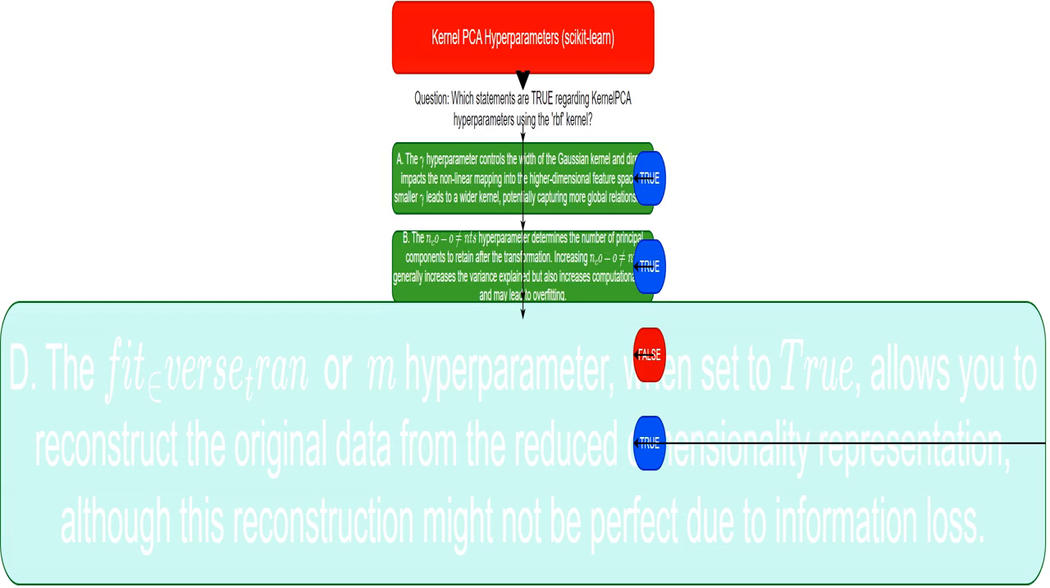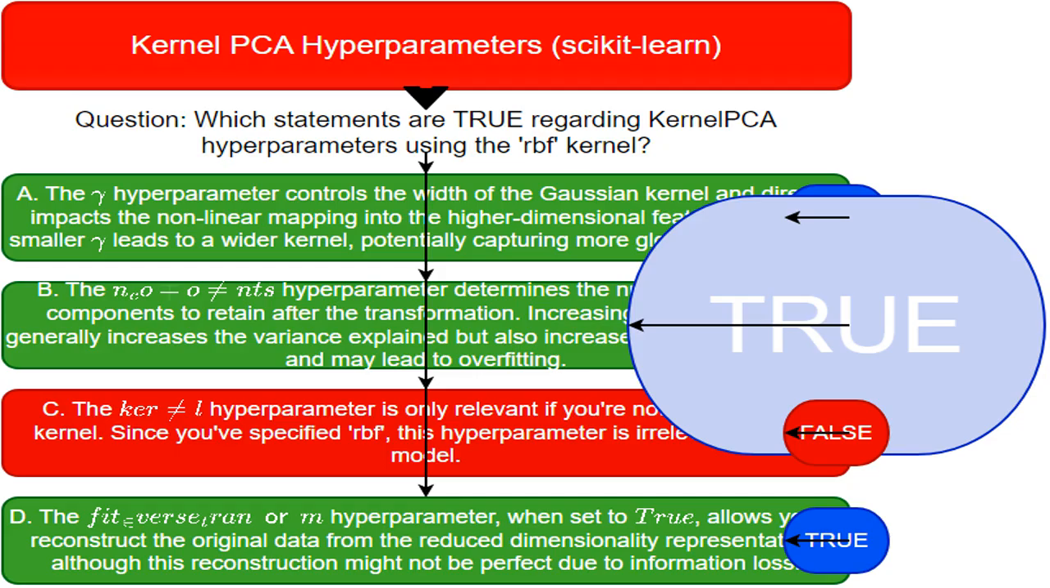Statement A is true. The GAMMA hyperparameter in the radial basis function, RBF, kernel controls the width of the Gaussian kernel. A smaller GAMMA value creates a wider kernel, which tends to capture broader, more global patterns in the data. Conversely, a larger GAMMA creates a narrower kernel, focusing on local relationships. I think of it like this: a wide lens captures a larger area, while a narrow lens focuses on a smaller detail.